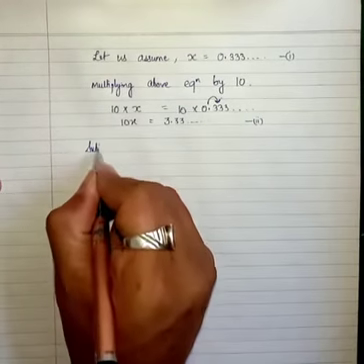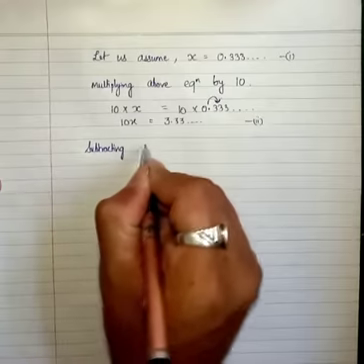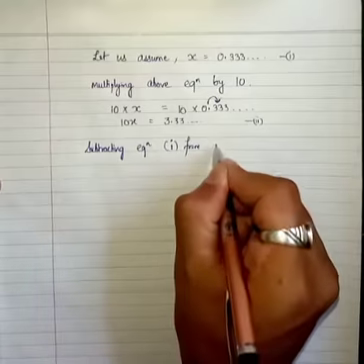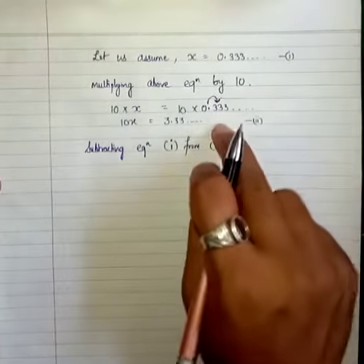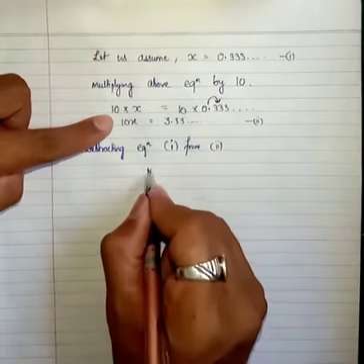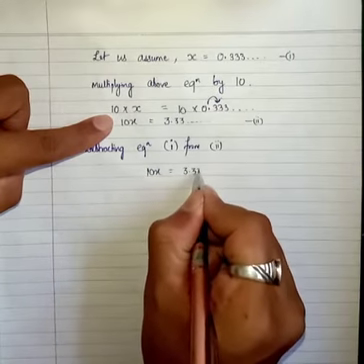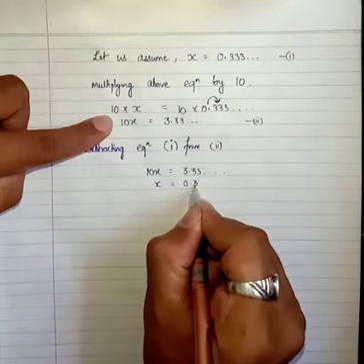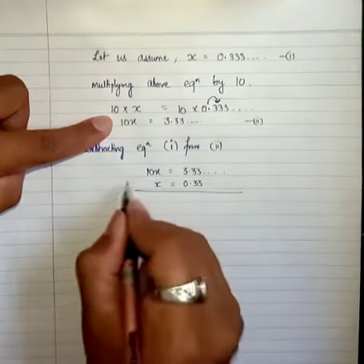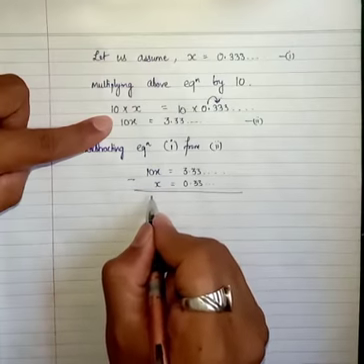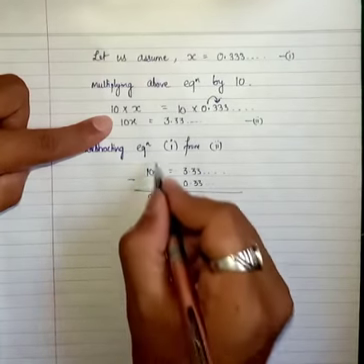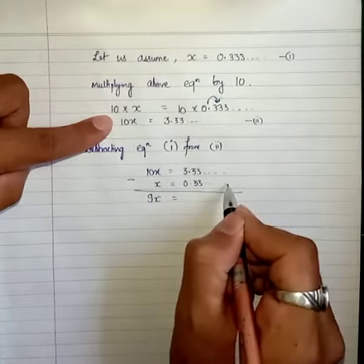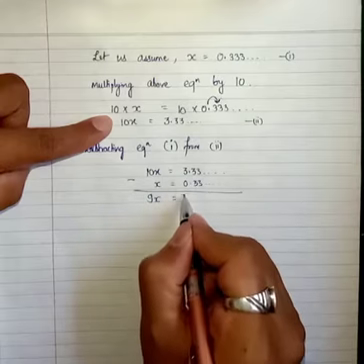So subtracting equation 1 from equation 2. I am writing the equation 10x equal to 3.33 and so on. Below that I will write the equation x is equal to 0.33 and so on, and I will subtract. 10x minus x, you will get 9x. After the decimal the numbers are the same, so you will get nothing. 3 minus 0, you will get 3.